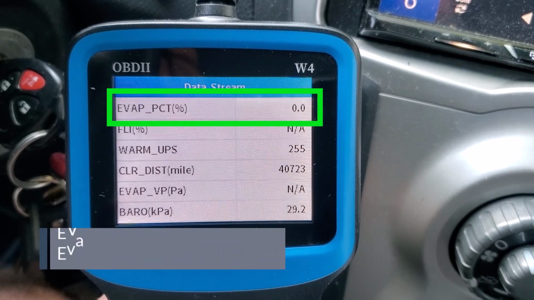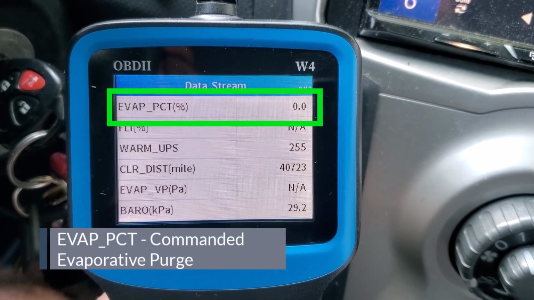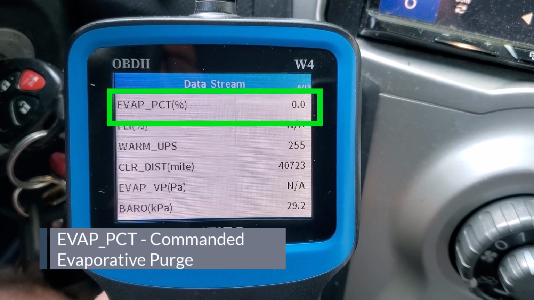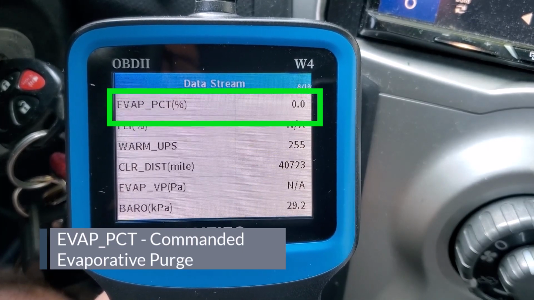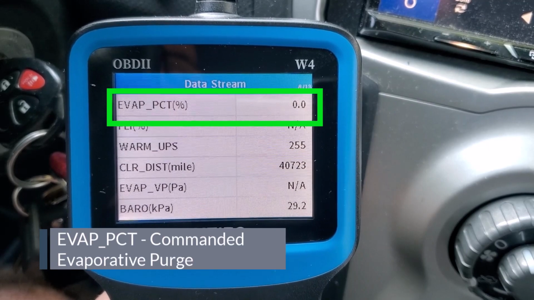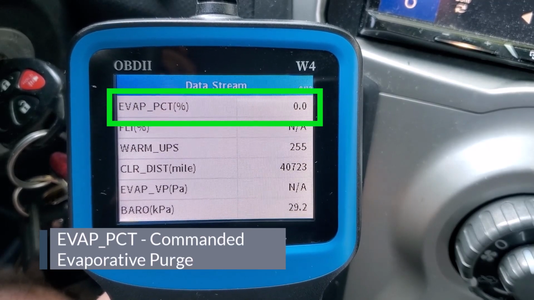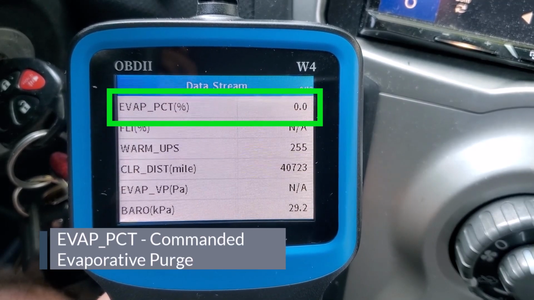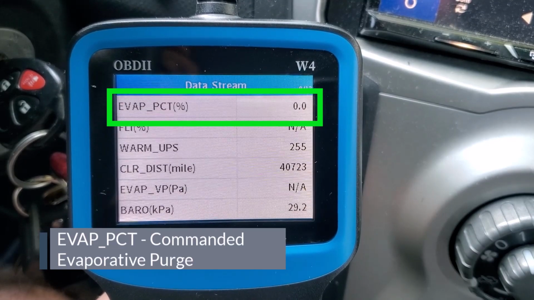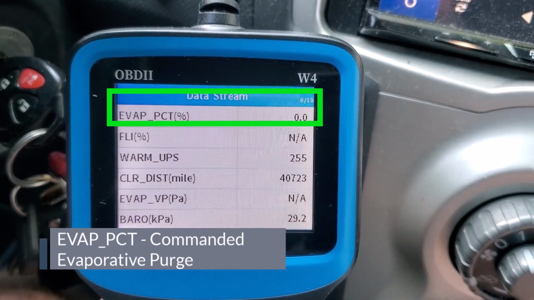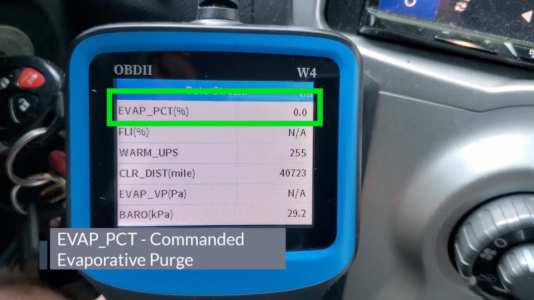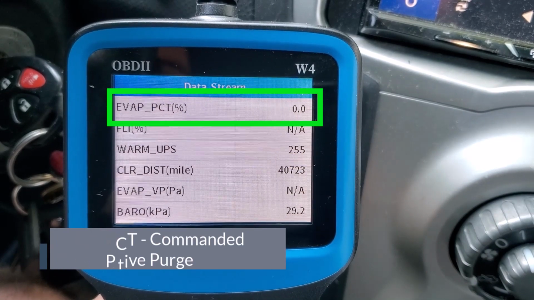Okay, up next we have Evap Percentage, and this is the commanded evaporative purge, and this is also one of these where 0% is going to be no flow, 100% would be the max flow, and you may have just 0 or 100 if you're using an on-off solenoid or something. And if the system's using something linear, like a stepper motor or something, you might have percentages in between there.